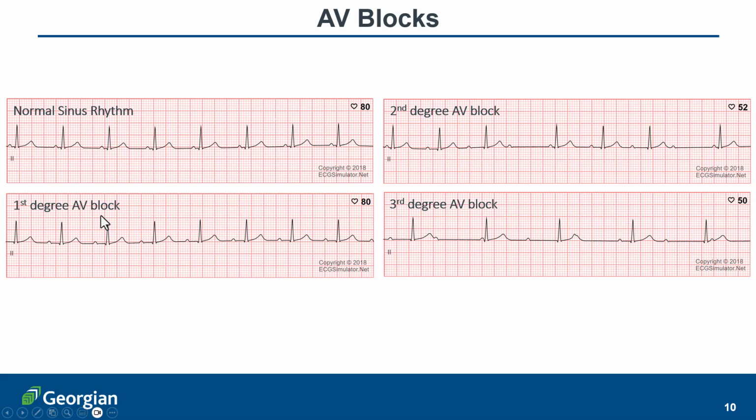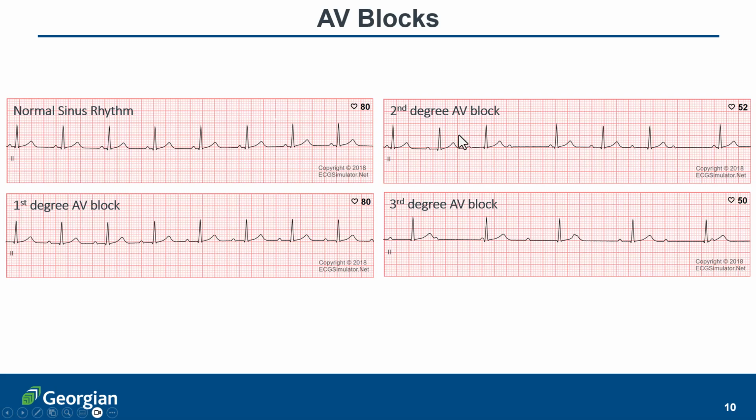Here in the first-degree AV block, you have a much longer PR interval. It's more than 2 small square boxes, and that represents a slowing down of the signal going through the AV node, the electrical signal going through the AV node, the action potential, to be more precise, going through the AV node. So that's a first-degree AV block.